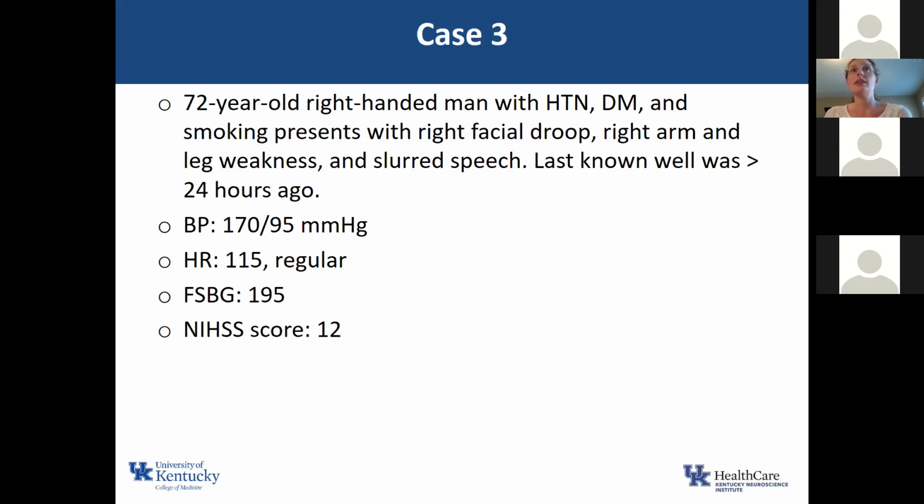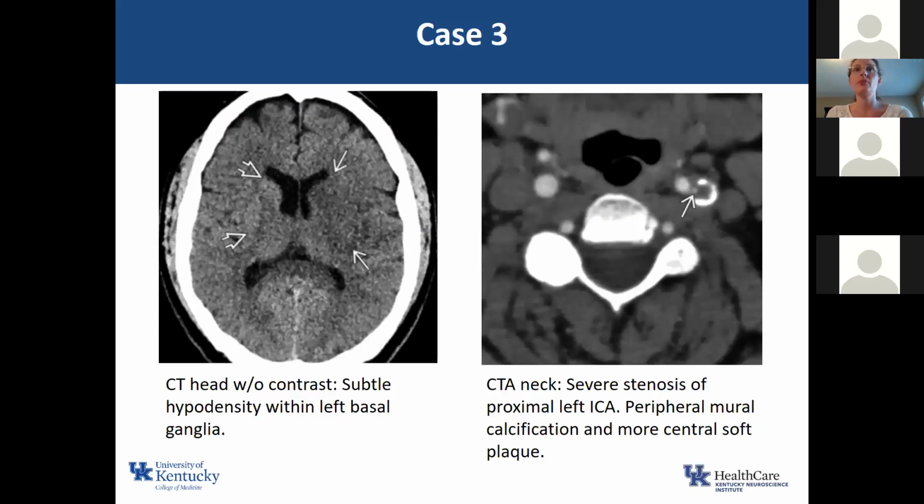Our next case is a 72-year-old right-handed man with hypertension, diabetes, and smoking. Presents with right facial droop, right arm and leg weakness, and slurred speech. Unfortunately, he's well outside 24 hours from his last known well. 170/95 is the blood pressure. He's tachycardic at 115, but it's regular. Glucose is 195, and NIH scale is a 12, so quite high.